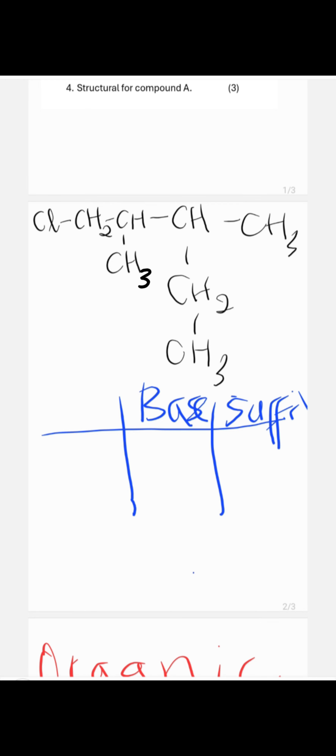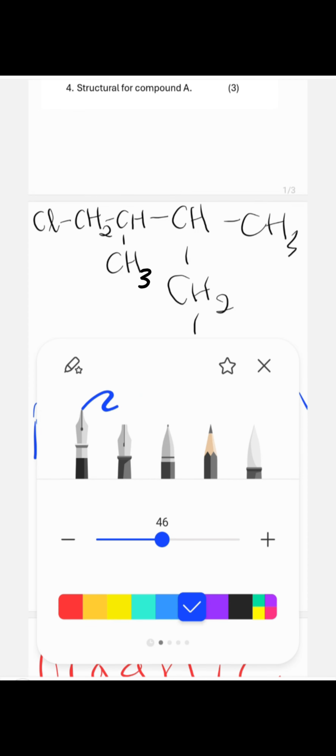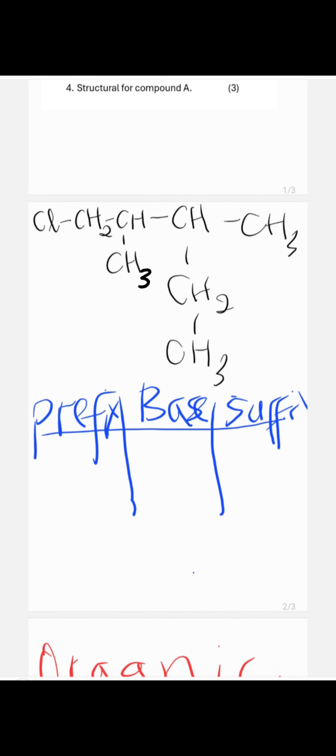And then we're going to have the prefix somewhere here. Pre meaning coming before, of course. Prefix. I hope you understand English. So let us identify the base first. That's what we usually say. How about we try by identifying the base first? Because with the base, we are only interested in the longest carbon chain.